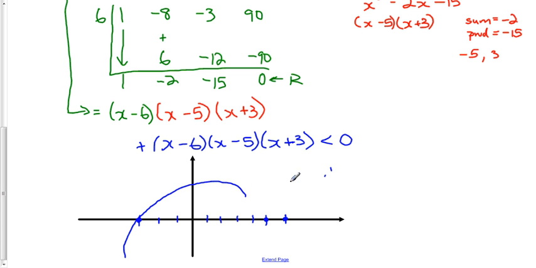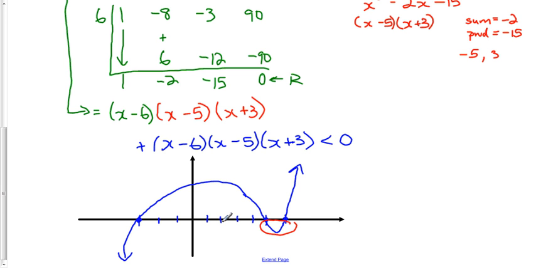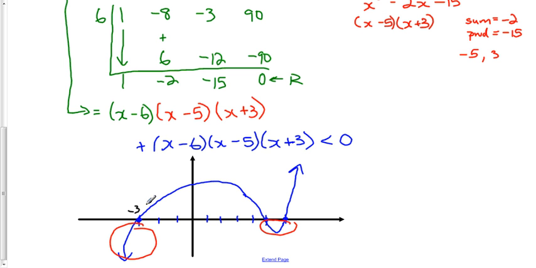Okay, so it doesn't matter how high I go, because at this point I'm just trying to figure out where I am above and below the x-axis, because where am I less than 0? So the parts of interest for me in this inequality, since it's less than 0, are these parts here. Now I just have to describe those parts in a way that makes sense. So for my final answer, this is negative 3, this is 5, and this is 6.